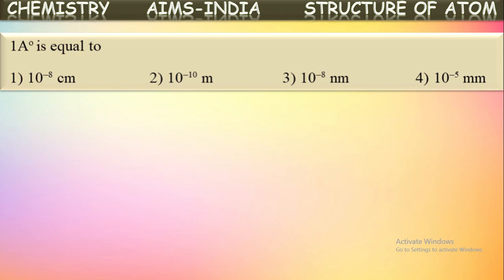Here, 1 angstrom is equal to how many meters and how many centimeters? Different units are given. So 1 angstrom is equal to 10 to the power of minus 10 meters. At the same time, it will be equal to 10 to the power of minus 8 centimeters also.